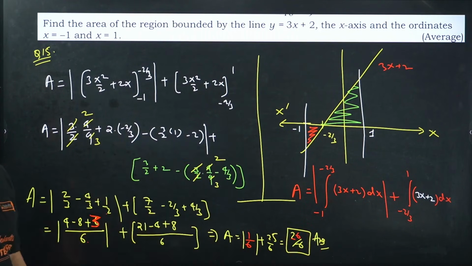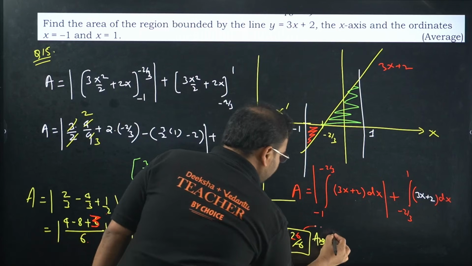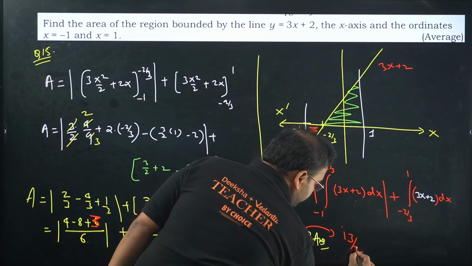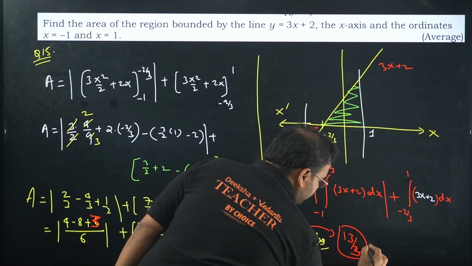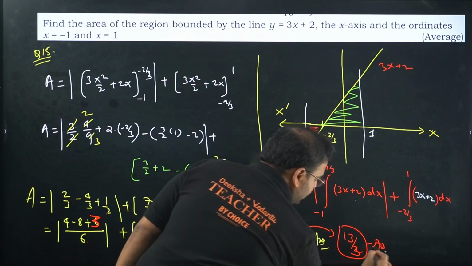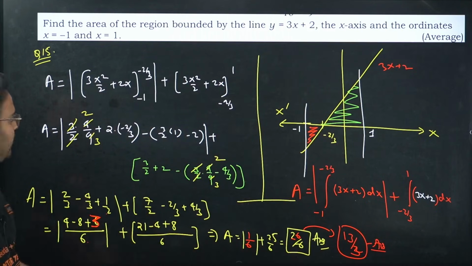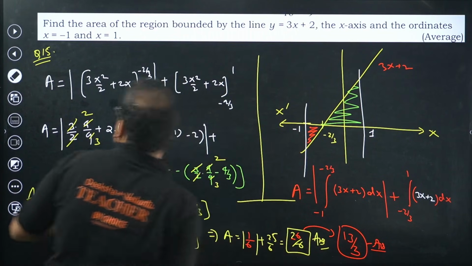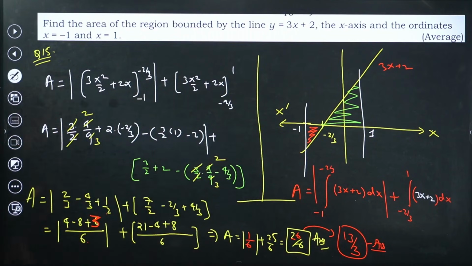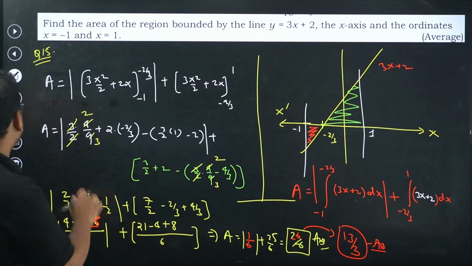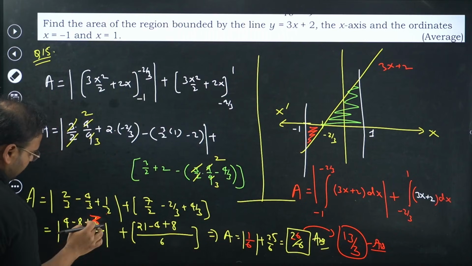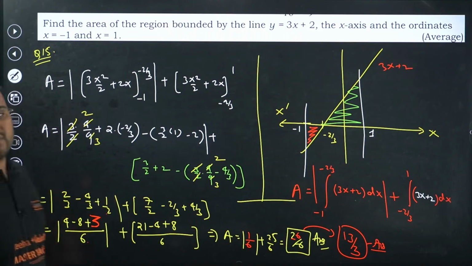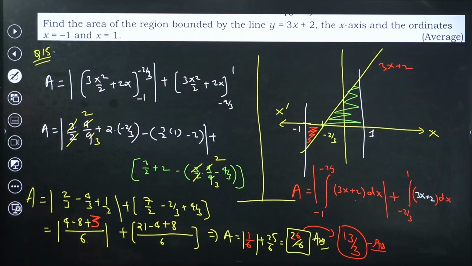Answer is 26 by 6, which will become what internally? 13 by 3. This is your answer. 13 by 3. Okay, so this was the mistake that I made in the calculation. It was not 6, it was actually 3. 2 3s are 6 means 1 3 is 3. That's a silly mistake. 15 is done.